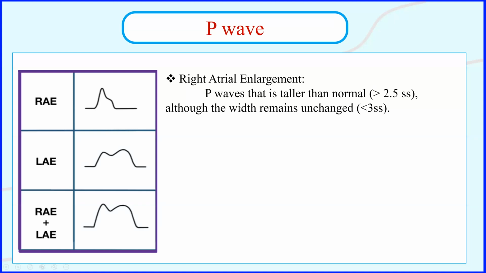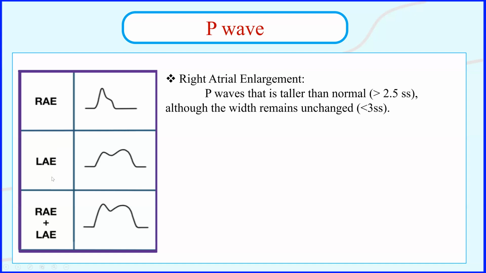Why do we say pulmonale? Because historically speaking, pulmonary hypertension is a classic example that gives us right atrial enlargement. Because if you have pulmonary hypertension, the right ventricle is having a hard time pumping blood to the lungs. So it will be enlarged, and this enlargement will be reflected to the right atrium as well. So right atrial enlargement will be seen. So it's called P pulmonale.